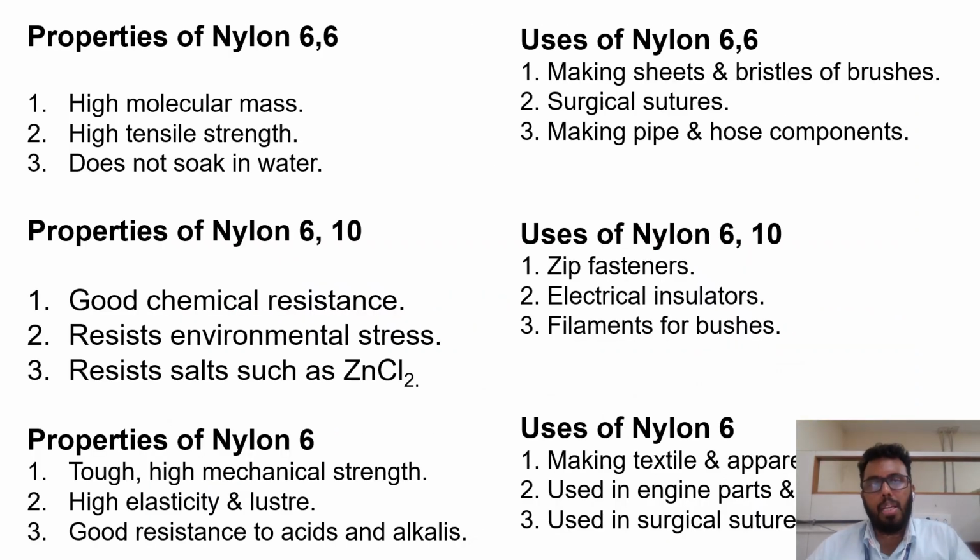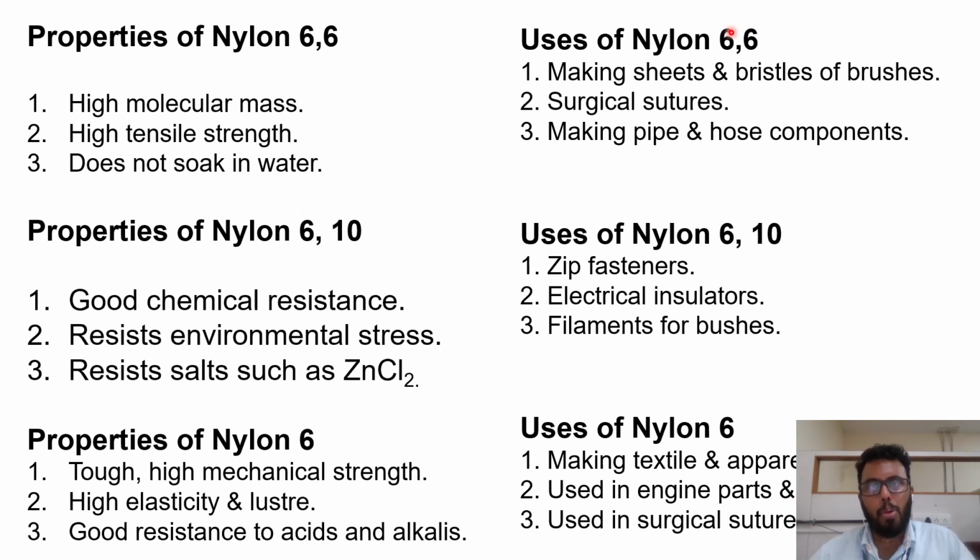Now they will ask you to write a brief note on the synthesis of condensation polymers like nylon 6,6, 6,10 and 6. Similarly, they may ask you to write two properties and uses. So let's see the properties of nylon 6 first. It has high molecular mass. Obviously, the monomers are high molecular mass, so the polymer will also be of high molecular mass and high tensile strength. This is a condensation polymer with covalent bonds, so high tensile strength, and it does not soak in water.